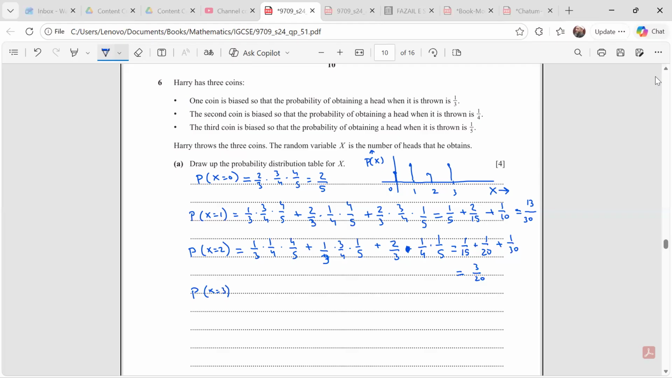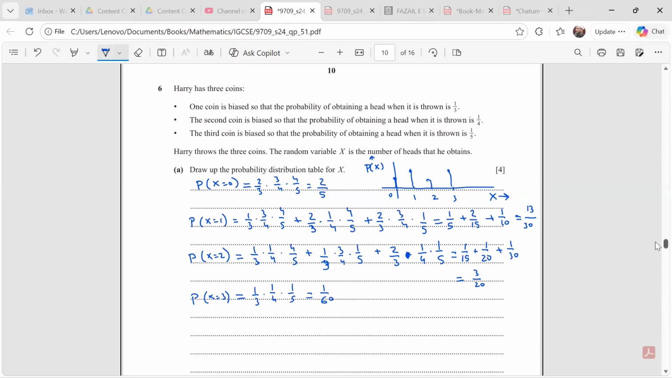Mean all of them show head. So of course this is easy. There's only one possibility that everyone is showing head. So this is 1 by 3 times 1 by 4 times 1 by 5. And that would be equal to 1 by 60. Okay, so now I think we have all the answers.